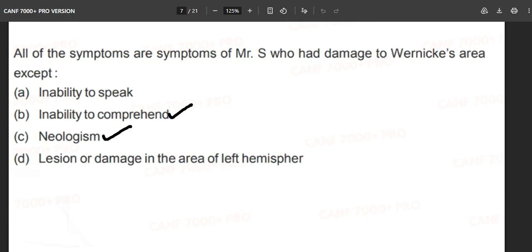This is a symptom, this is a symptom. The rest are not symptoms for your Mr. S who had damage to Wernicke's area, except inability to speak.